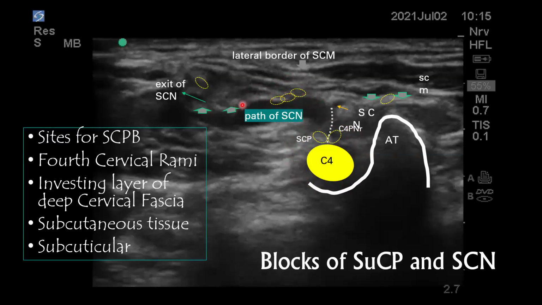In case this is not visible, sometimes you can see that it exits and lies in the subcutaneous tissue, and then the last would be the subcuticular tissue. So we have almost 4 sites of injection just for the supraclavicular block. Later on, you have selective blocks: if you want just the lateral, you can do that; you have the intermediate, you can also block at that particular area. So that is the path of the supraclavicular nerve.